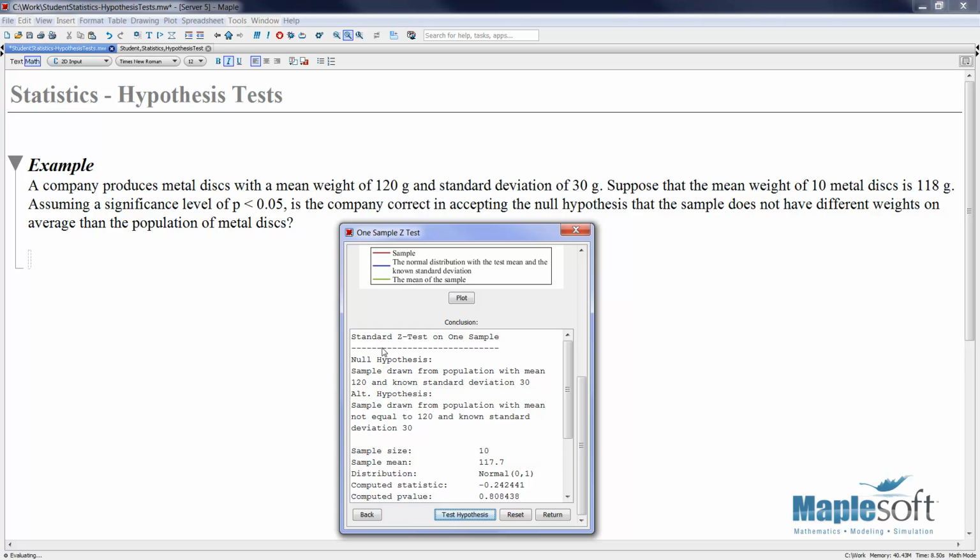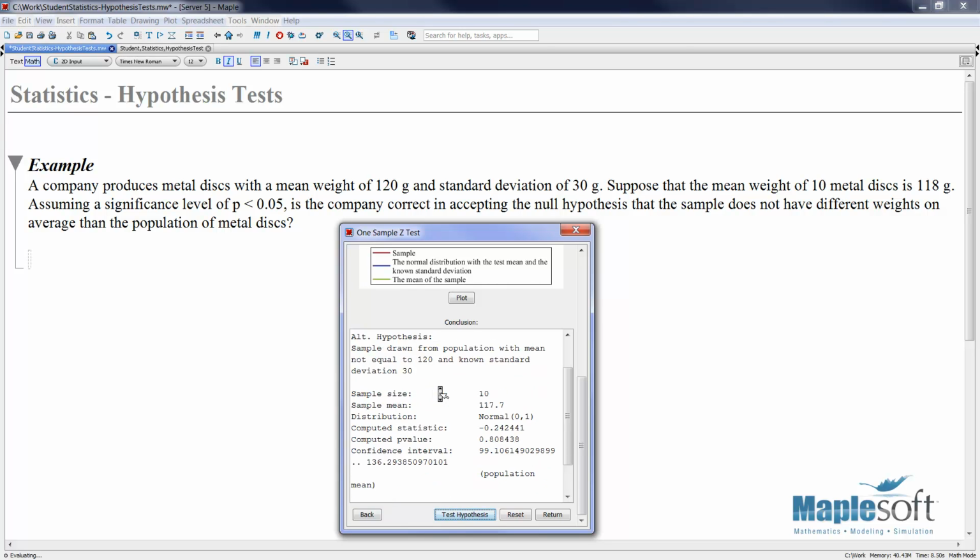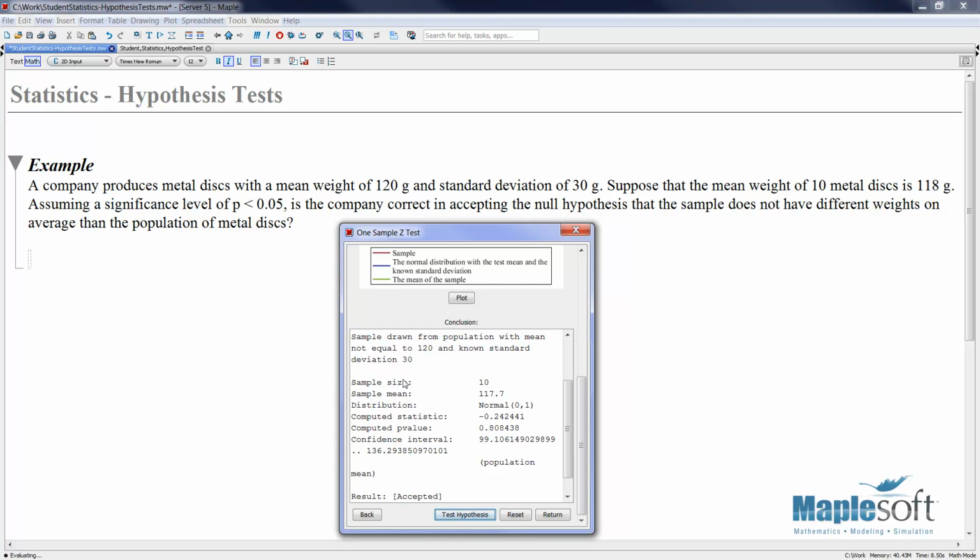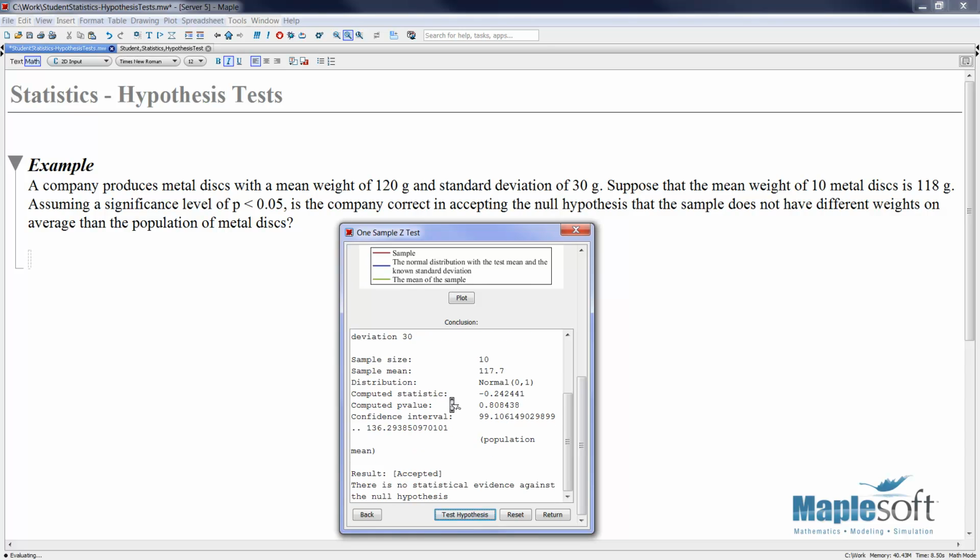We'll now see the results of running the standard z-test on one sample, on a sample drawn from a population with mean 120 and known standard deviation 30. So here in our case, we have a sample size of 10, sample mean around 118, this is 117.7, and the distribution is a normal distribution. So here we can now see the computed statistic, the computed p-value, and so on, as well as the result of our test, which is in this case that we accept it and there is no statistical evidence against the null hypothesis.